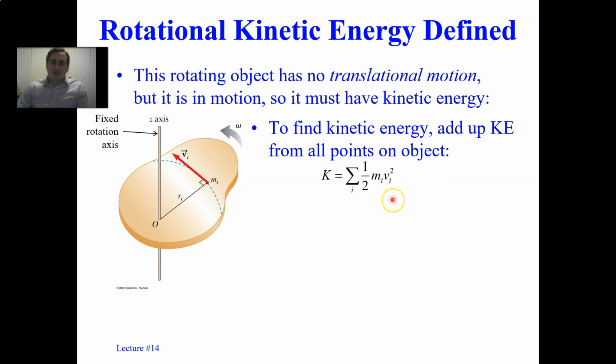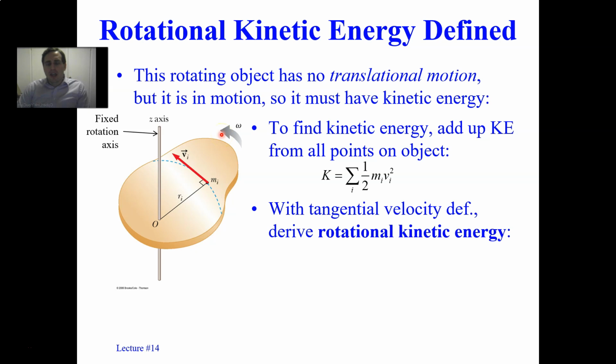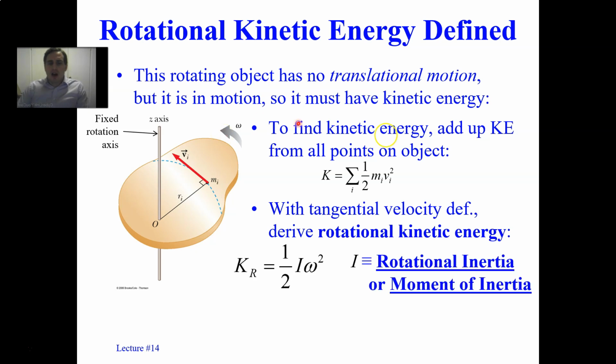But each of them, we know v is like omega times r. But notice that the r is going to be different depending upon the object. So there's going to be an r_i associated with each object. But the omega is going to be the same for each object. So the omega squared is just going to be a constant for all objects. So with the tangential velocity definition, we'll derive the rotational kinetic energy. Notice that you're going to have omega squared here, but then you'll have m r squared.